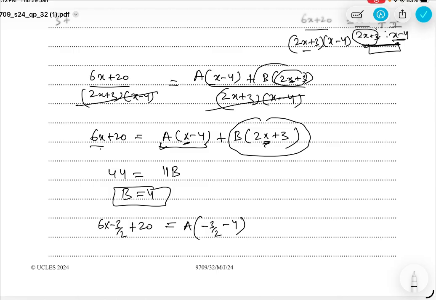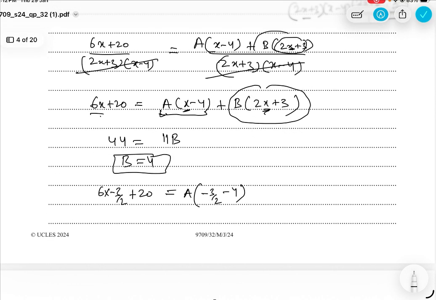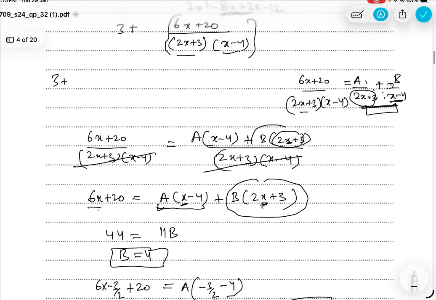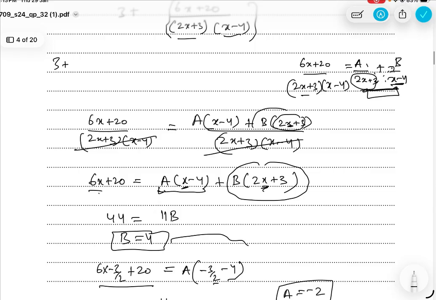Tell me yes or no. So this would be 11 equals to, and now solve this one, it would be negative 11 by 2a. So the value of a from here would be negative 2. We got the value of a and we have the value of b as well. Can you see this? We have the values.